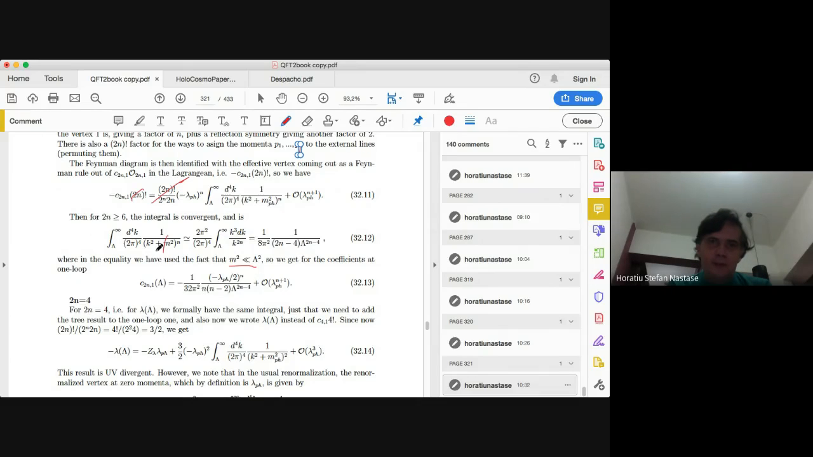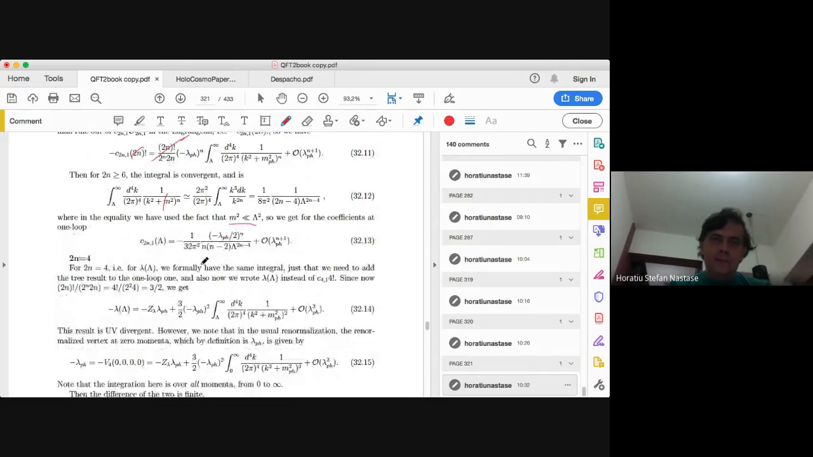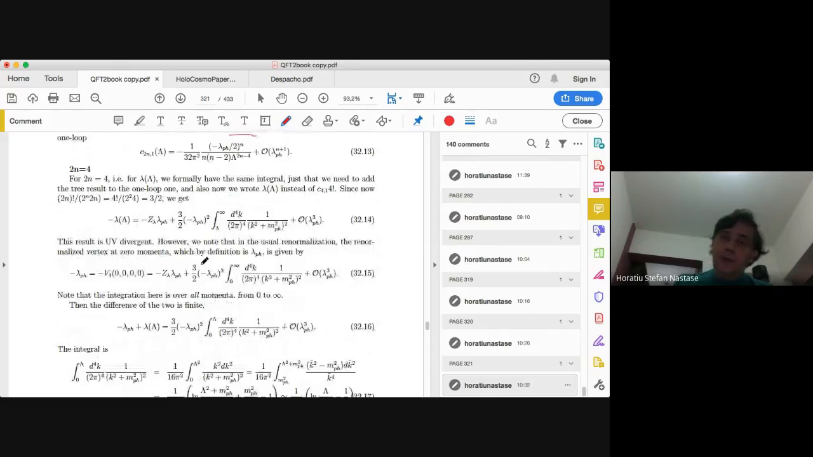So we've found our C2n. It's this integral, which we just calculated, times minus lambda physical to the n, divided by 2 to the n times 2n. And here we have 2n minus 4, that is 2 times n minus 2. So overall I get this: minus lambda physical to the power n, divided by lambda to the 2n minus 4, and then this numerical factor, 1 over 32 pi squared times n minus 2. Okay, so this is for 2n greater or equal to 6.